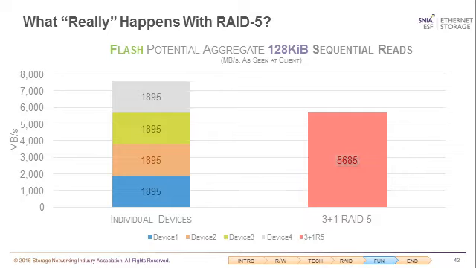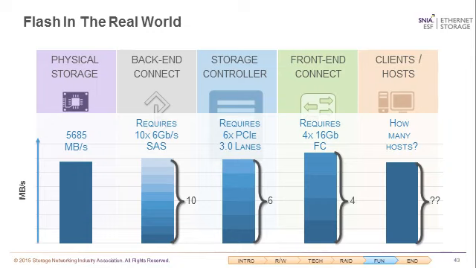So let's move to the next one here and walk through why, right? So, whoa! If you wanted to get 5,685 megabytes per second, you would need 10 6-gigabit-per-second SAS connections. You would need 6 PCIe 3.0 lanes. And then that's on the back end of that storage controller; another one on the front end of the storage controller. You'd need 4 16-gigabit Fibre Channel connections. And I don't know, Mark, you tell me how many hosts we'd need.